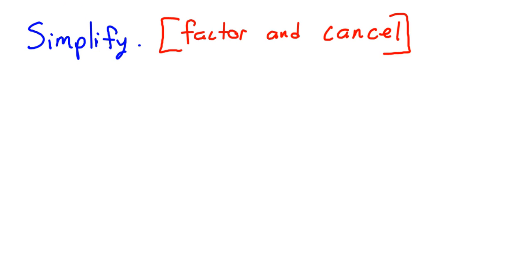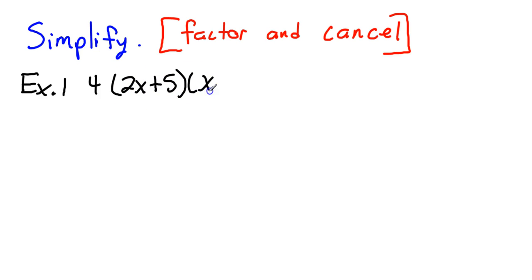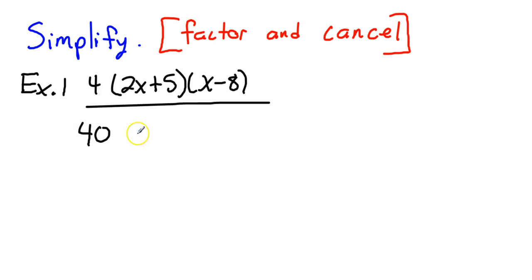Okay, they start you off with a problem that should be pretty straightforward. They'll actually factor this out for you. You just have to go back and cancel on this. So you have something like this: 4 times 2x plus 5 times x minus 8, over 40 times 2x plus 5 times x plus 8.